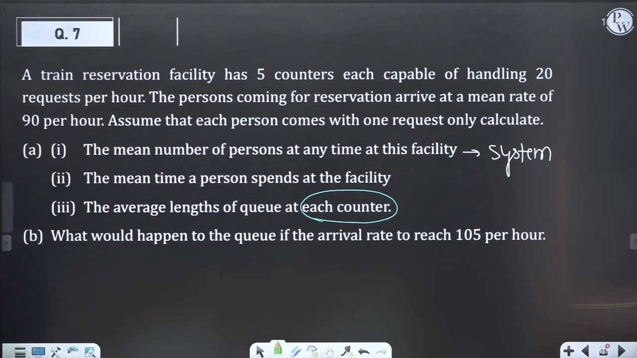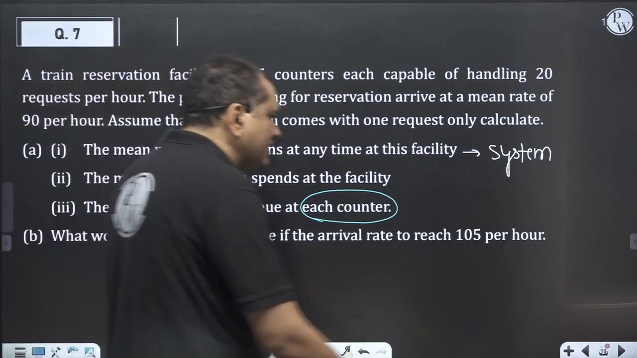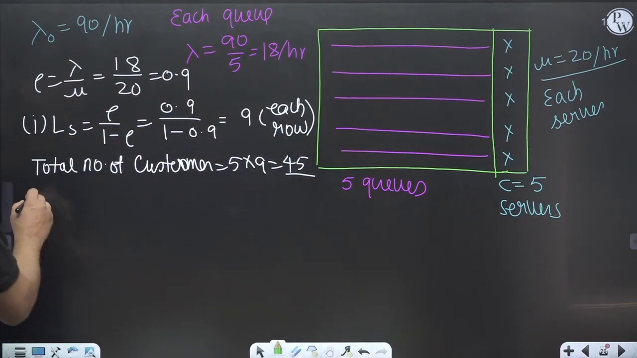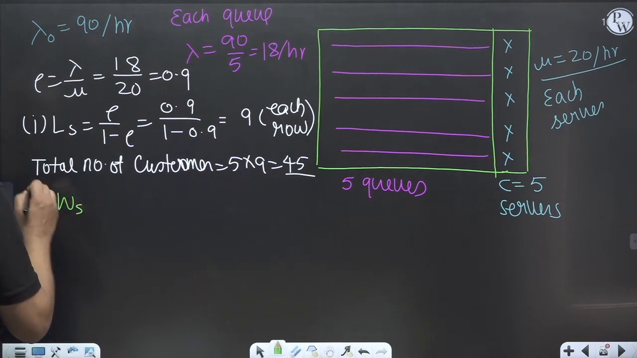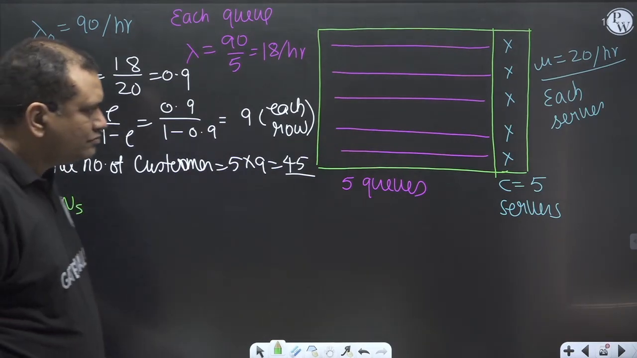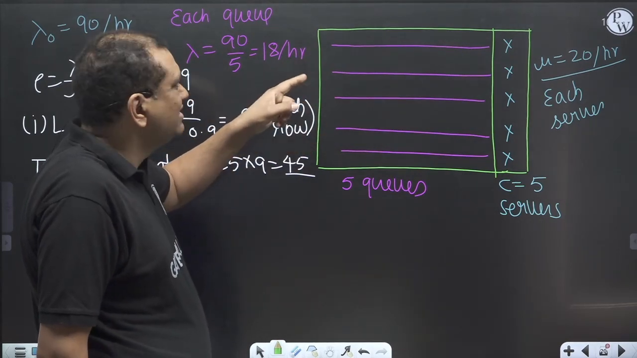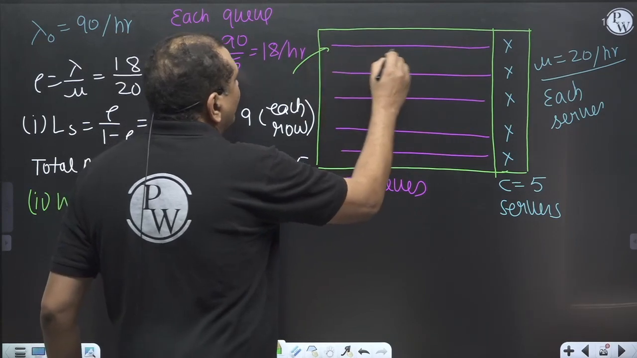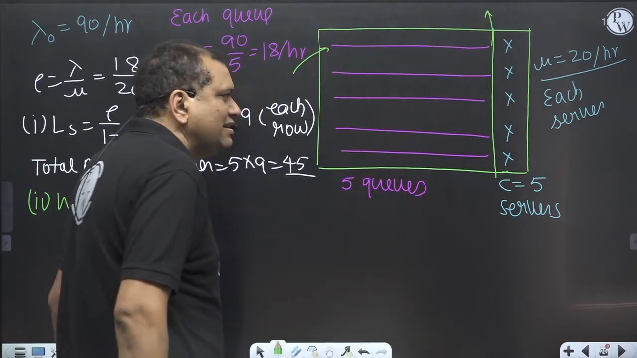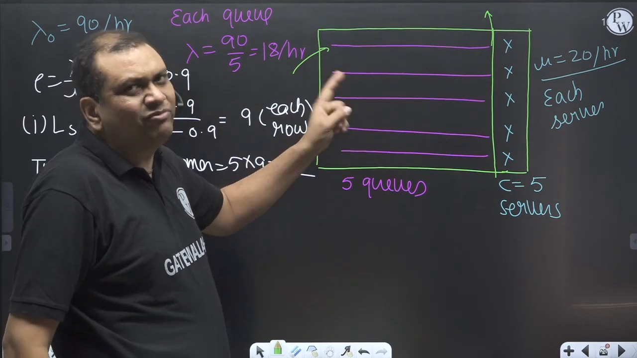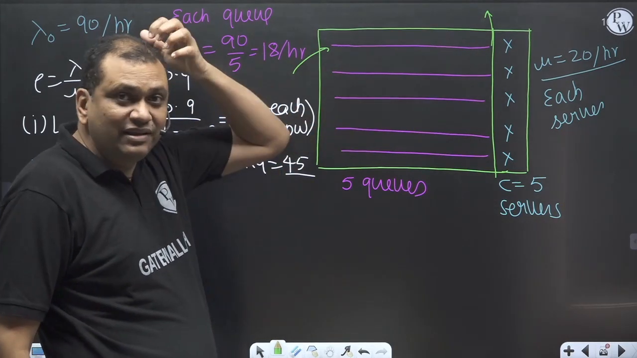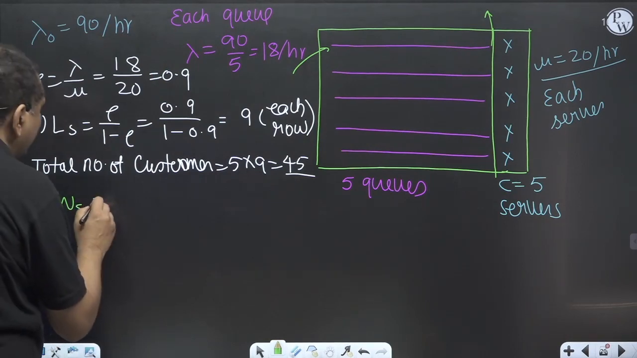Now, see the second question. The mean time a person spends at the facility. The question is asking about the waiting time in the system. So when the person comes, he will join any one of these queues. He joins one queue, and from here he gets out. It doesn't mean that he will join each and every queue. One queue he joins and comes out. So how much time will he spend in the facility?